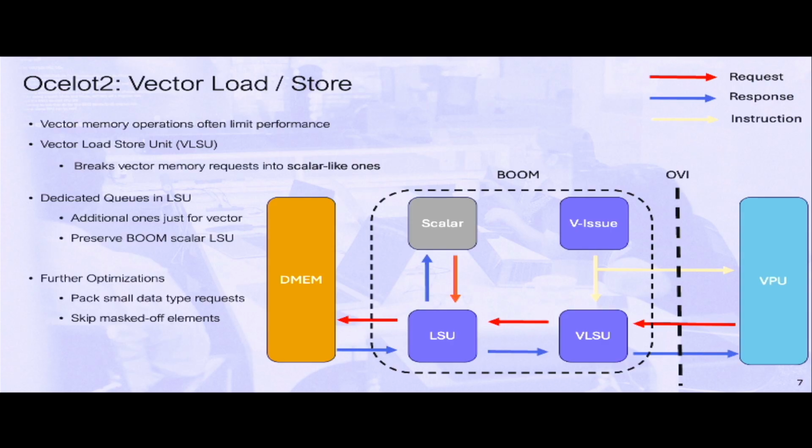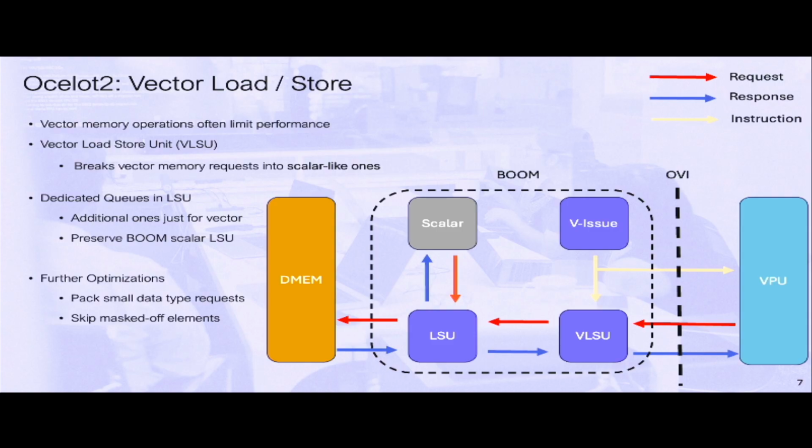From the LSU's perspective, it is just seeing a stream of smaller memory requests, which means we can reuse the BOOM's mature out-of-order memory system. Inside the BOOM LSU, we added dedicated load and store queues for vector operations, while leaving the existing scalar queues intact. This separation prevents vector traffic from stalling scalar memory operations unnecessarily.